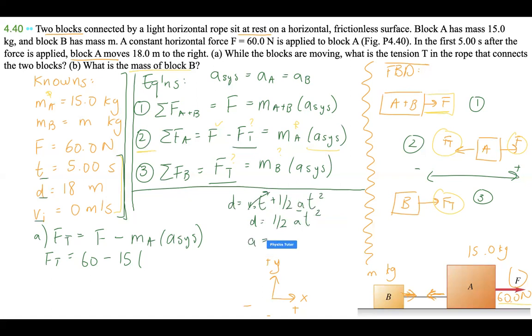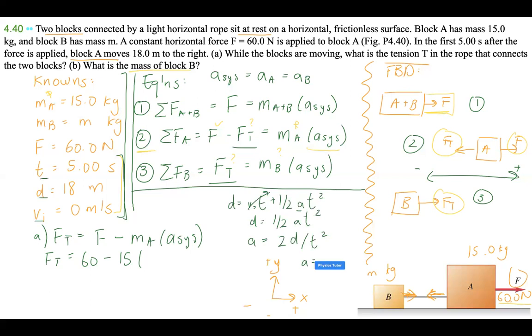If we want a, it's going to be 2d divided by t squared. I think, let me just double check that. 2 times d divided by t squared. Okay, yeah, that's right.